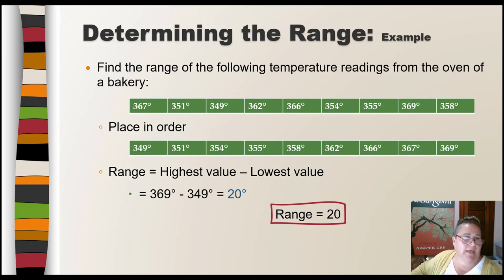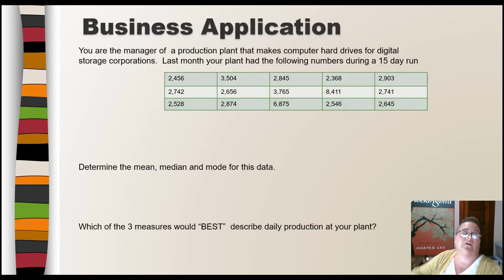We're a half hour in, but I got 2 major examples left. Here we go. Let's say you're the manager of a production plant that makes computer hard drives for Digital Storage Corp. Last month, your plant had the following numbers during a 15-day run. So they were able to make the following number of hard drives: 2,456 on the first day, 3,504 on the second day, 2,845 on the third day. You can see how each one of these cells represents the number of hard drives created on each of those days.